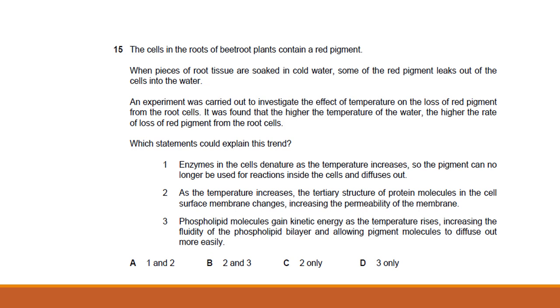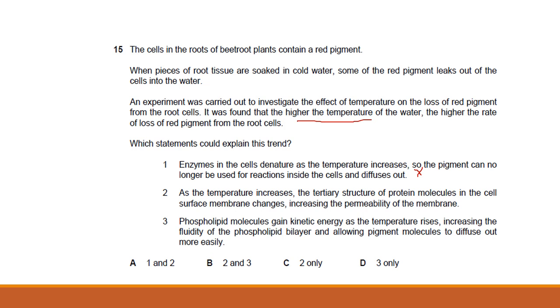Number 1, enzymes in the cells denature as temperature increases, so the pigment can no longer be used for reactions inside the cell and diffuses out. I wouldn't pick that as an answer, because there are a lot of assumptions in this. By saying enzymes in the cells denature, you don't know if the temperature was increased beyond the optimum of the cell's enzyme, so you can't really say.